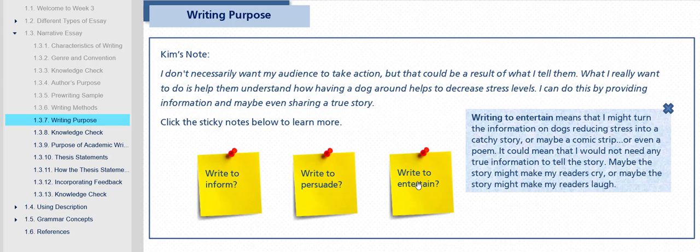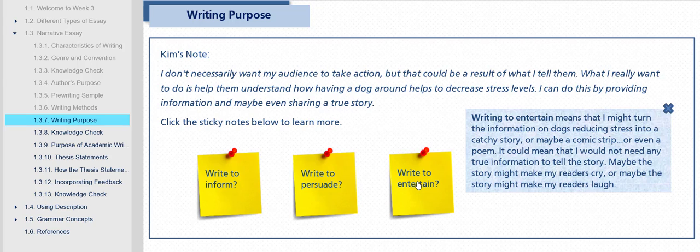Writing to entertain means that I might turn the information on dogs reducing stress into a catchy story, or maybe a comic strip, or even a poem. It could mean that I might not need any true information to tell the story. Maybe the story might make my readers cry, or maybe the story might make my readers laugh.